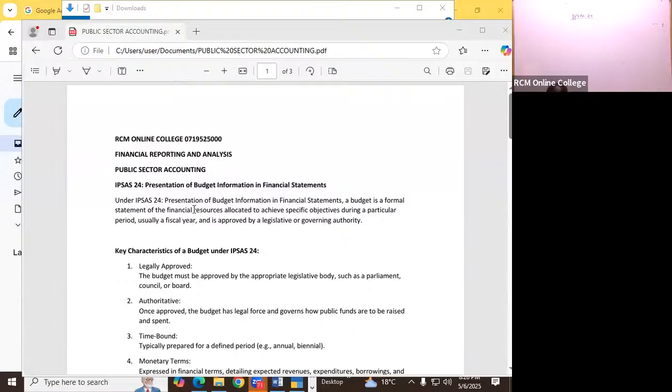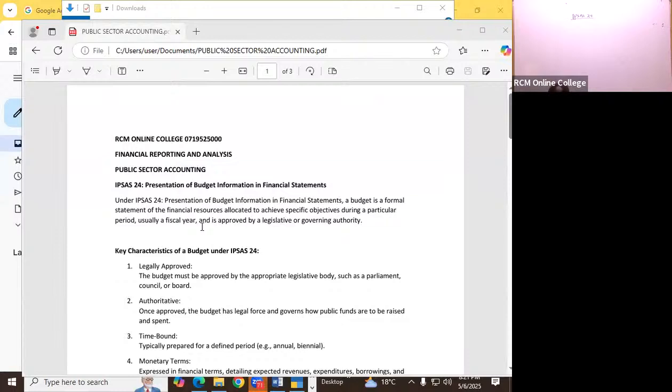Under IPSAS 24, first of all, what is a budget? A budget is a formal statement of the financial resources that are allocated to achieve specific objectives during a particular period, usually a fiscal year, and it must be approved by a legislative or governing authority.